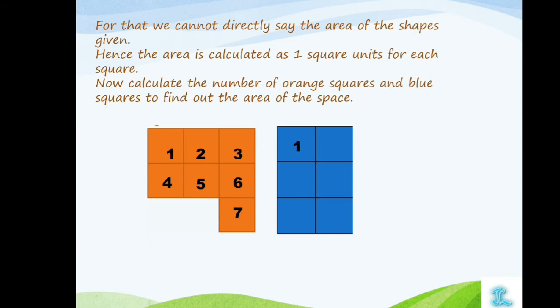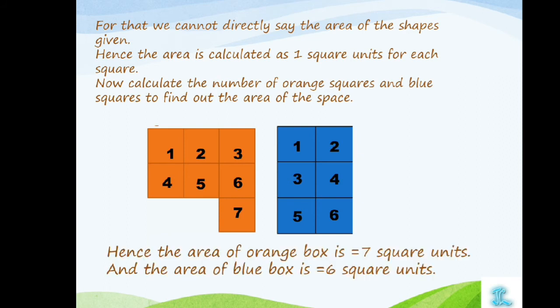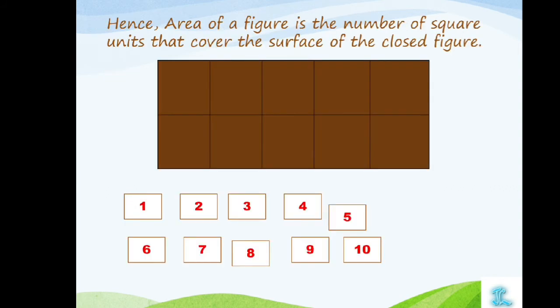Now next, for the blue one: 1, 2, 3, 4, 5, 6. So the area is 6 square units. Which is bigger, the orange one or the blue one? The orange one. So understood? For these irregular shapes, each small square we consider as 1 square unit, and we find out how many squares there are. By that way we can find out the area. Hence the area of the orange box is 7 square units and the blue box is 6 square units.